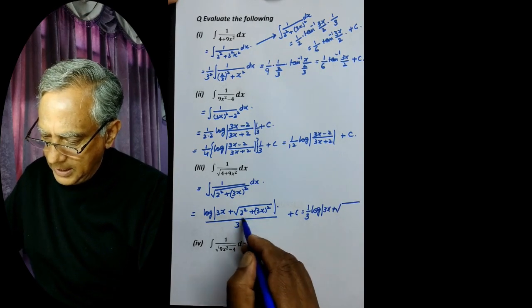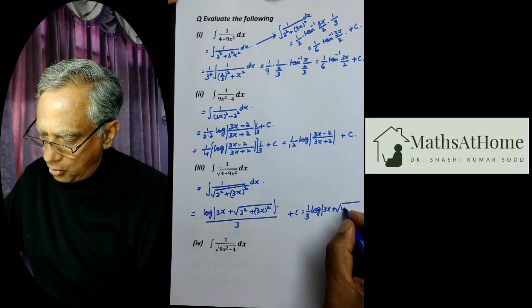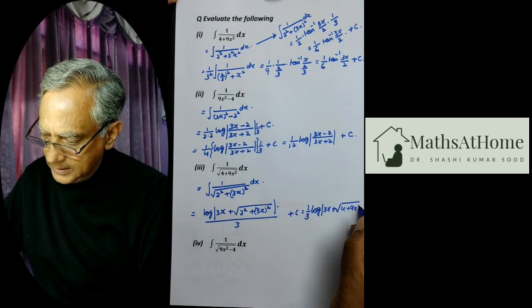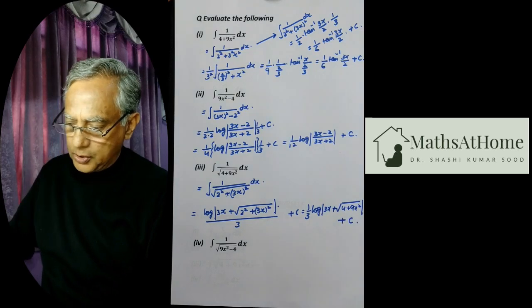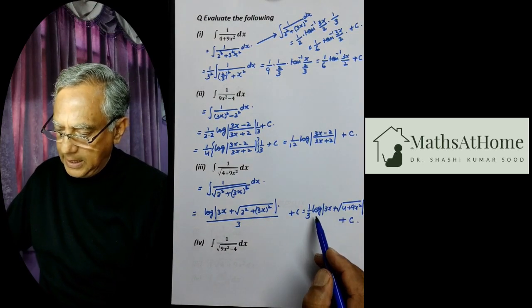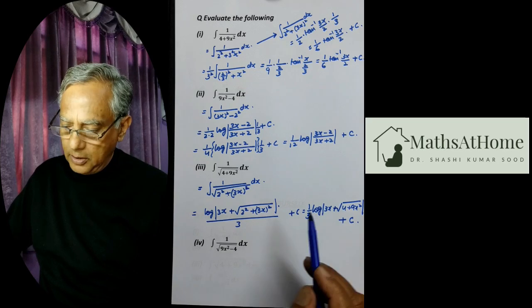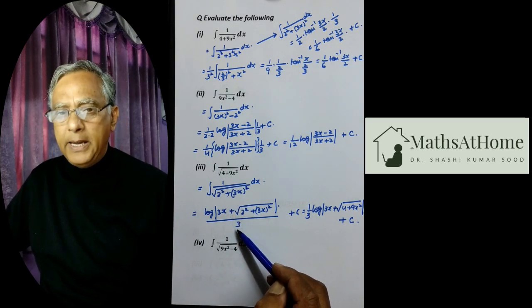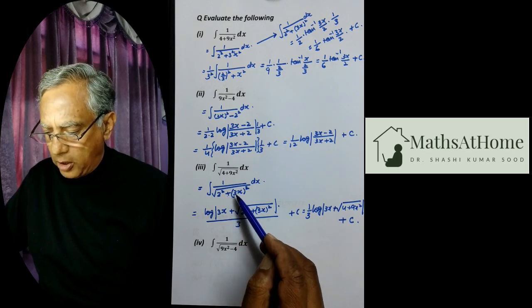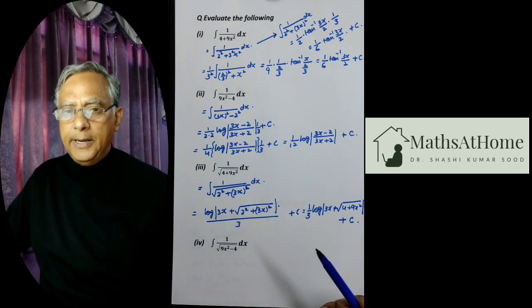So this is equal to 1 by 3 log of 3x plus under the root. Now this is same as this, so we can write 4 plus 9x square, plus constant of integration. So this is the result. A formula for x is being used for 3x, so we must divide by 3. You should not forget to divide by 3.